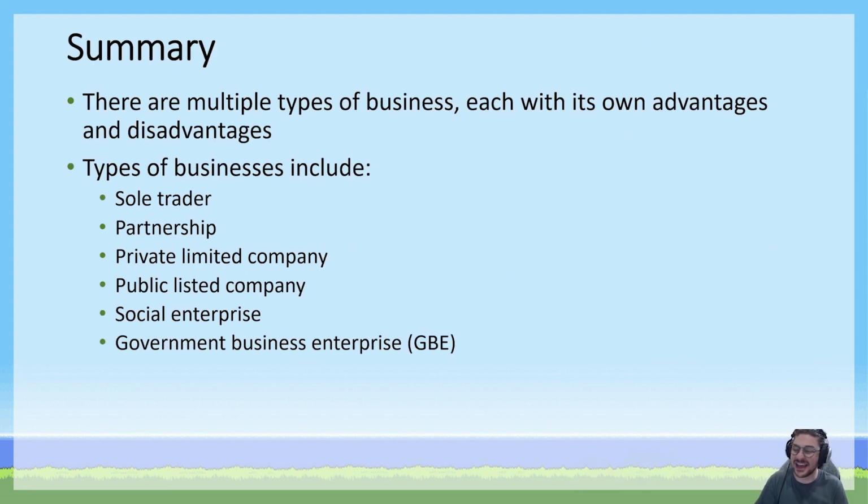In summary for this key knowledge point, there are multiple types of businesses, each with its own advantages and disadvantages. The business types that we've talked about today are the business types listed in the key knowledge point in the study design. And those are sole traders, partnerships, private limited companies, public listed companies, social enterprises, and government business enterprises.